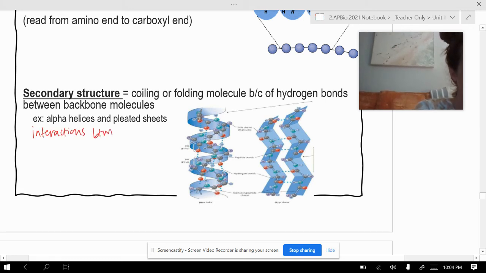between carboxyl and amino of the amino.